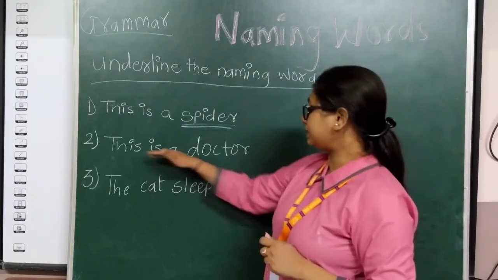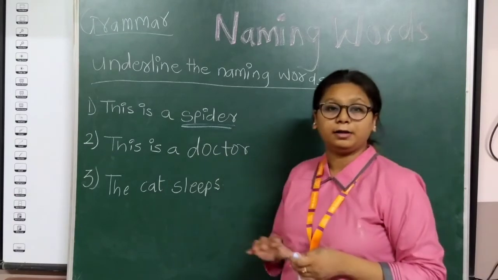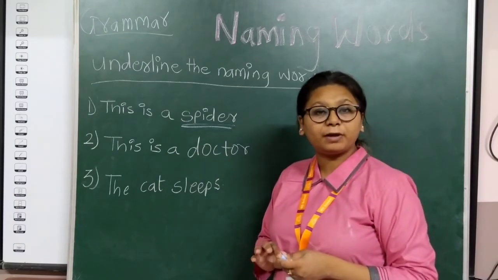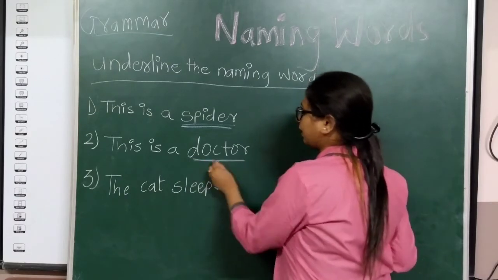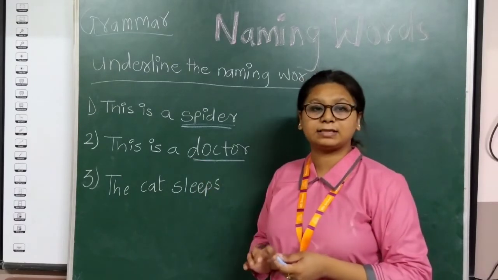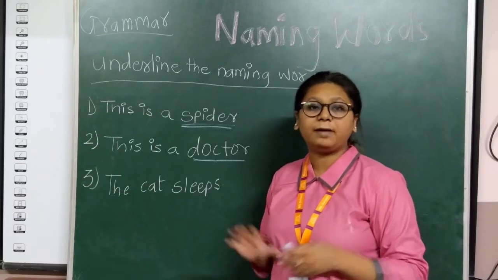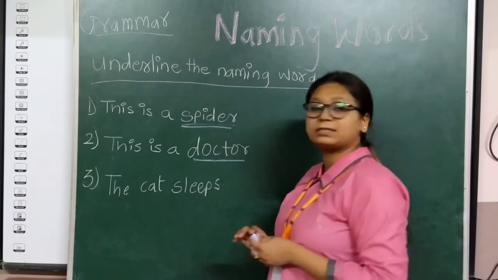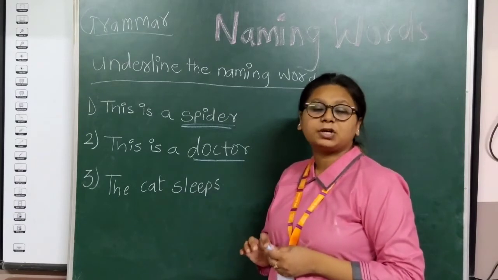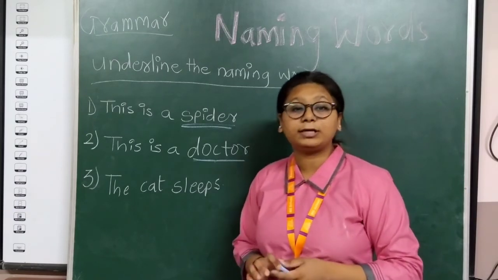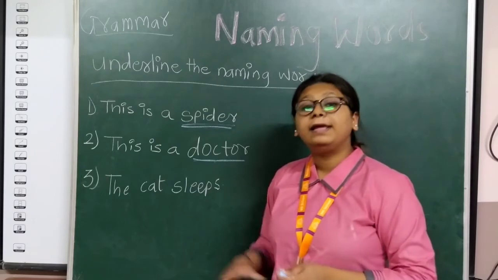Next one. This is a doctor. Now what is the naming word over here? Doctor. Because doctor tells us about the name of a person. It is a naming word of a person. So doctor is the naming word. The cat sleeps. Now what is the naming word over here? Cat.